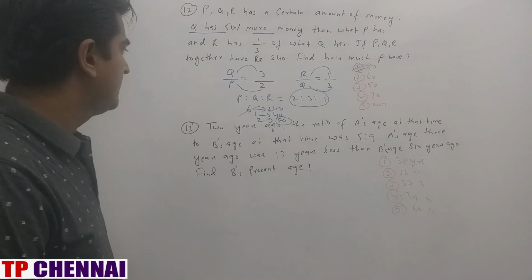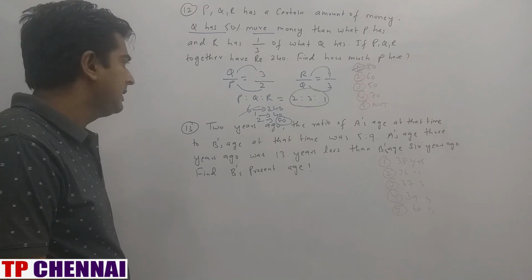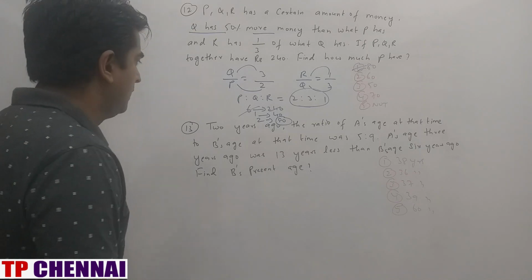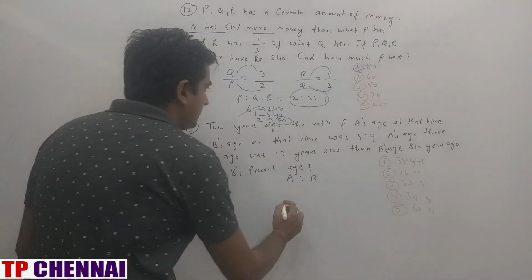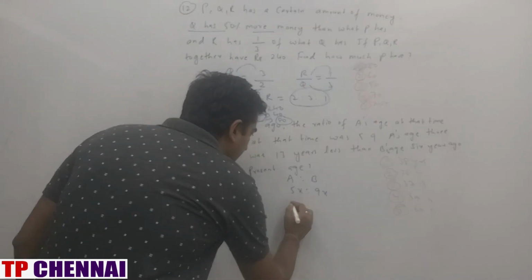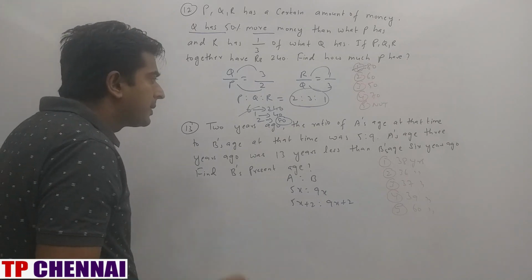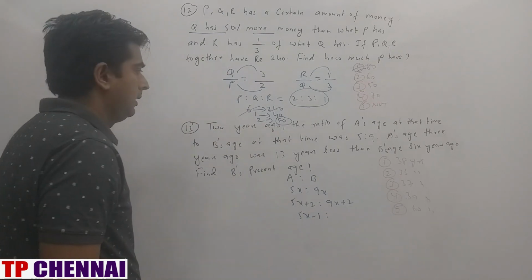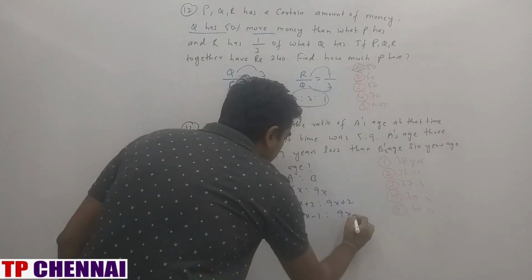Next one, 2 years ago the ratio of A's age at that time to B's age at that time was 5:9. A's age 3 years ago was 13 years less than B's age 6 years ago. Find B's present age. So A and B, 2 years ago the ratio was 5x and 9x, right? 2 years ago. Present 5x plus 2, 9x plus 2. From present, A's age 3 years ago, so it is 5x minus 1. Was 13 years less than B's age 6 years ago, so 9x minus 4.